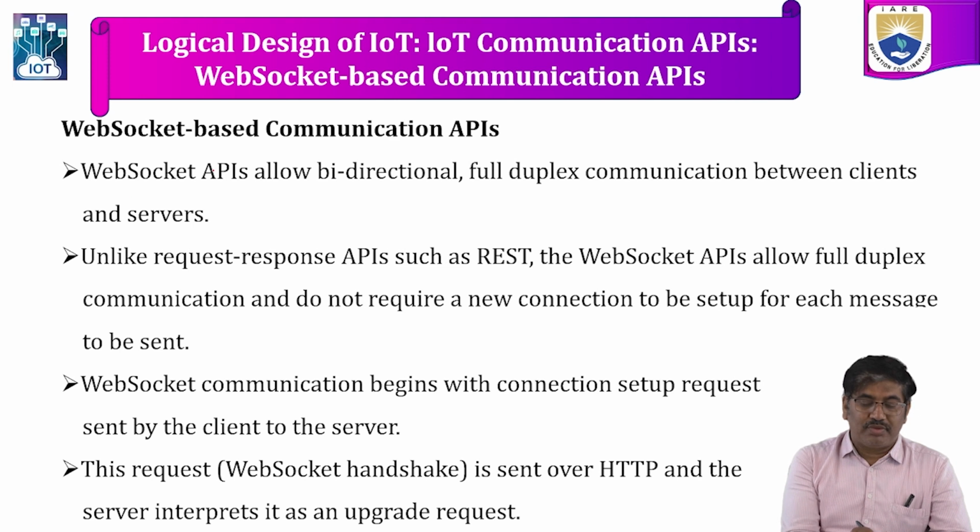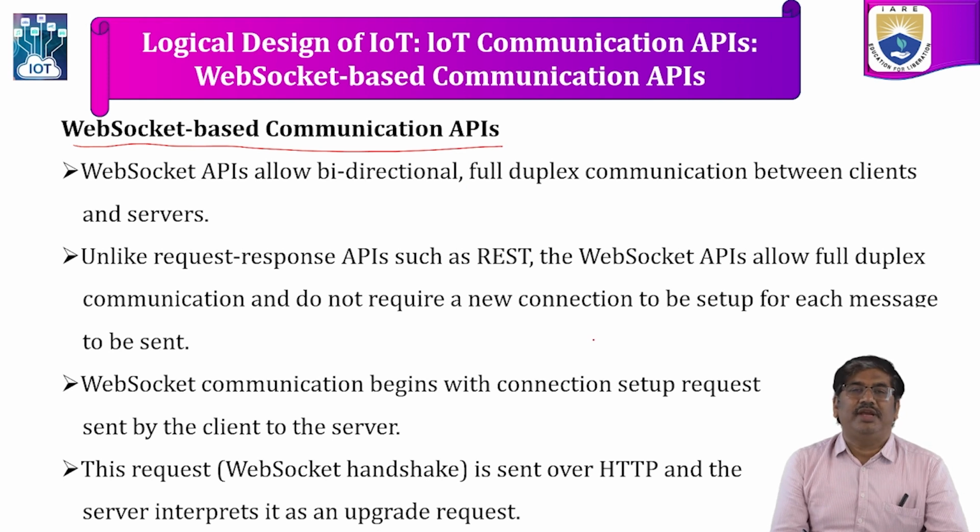The next type of communication APIs we have is WebSocket based communication APIs. WebSocket APIs allow bidirectional full duplex communication between clients and server. Unlike request response APIs such as REST, the WebSocket APIs allow full duplex communication and do not require any new connection to be set up for each message to be sent. So at a time, the client can send or communicate with the server. Similarly, the server can communicate with the client.